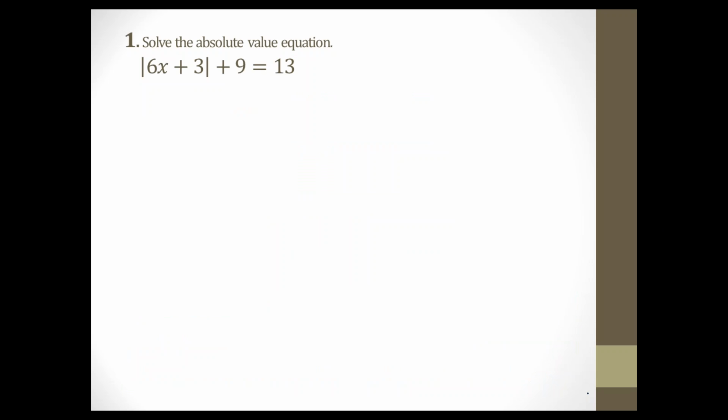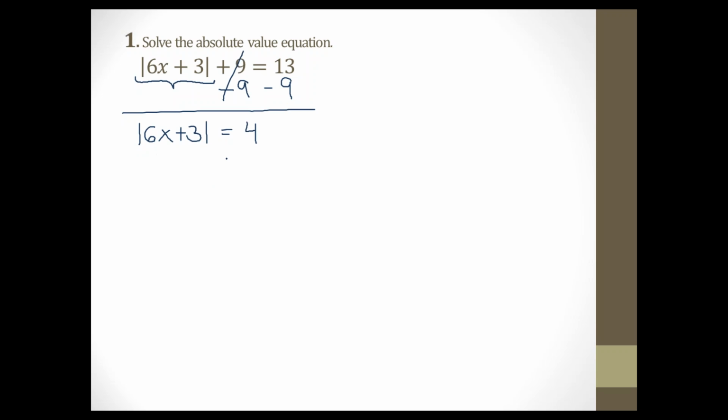This is problem number 1, and it says solve the absolute value equation. If you have an absolute value equation, indicated by these two vertical bars, the first step is to isolate the absolute value on one side of the equation. So I'm going to isolate this absolute value portion on the left side, and I'm going to move the 9 to the other side by subtracting 9. I am not doing anything with the absolute value yet, I'm just going to bring it down. Then my 9 is gone on the left side, and I moved it to the right, and now 13 minus 9 is 4.